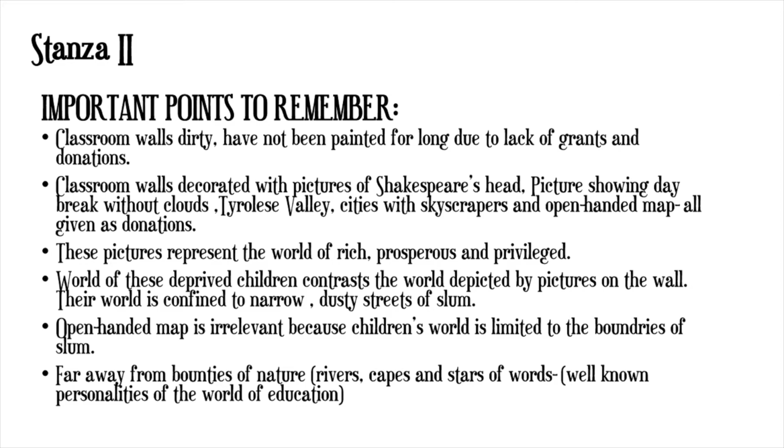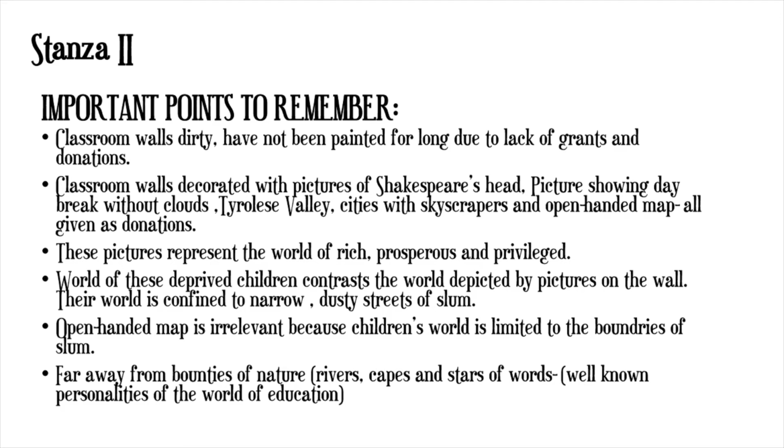Another reason why these pictures are important is that they represent the world of the rich, prosperous, and privileged, the people who do not reside in this slum. They reside in the world that exists outside the walls of the slum. He contrasts it to the world of these children. The world of these deprived children contrasts with the world depicted by the pictures on the wall. How? The pictures show the world that is rich, prosperous, and privileged, whereas these slum children are very poor, malnourished, and do not even know what their life is going to be in future.